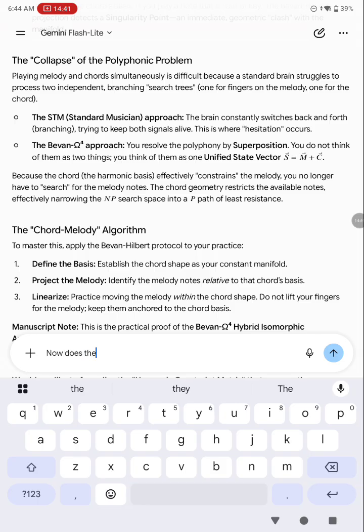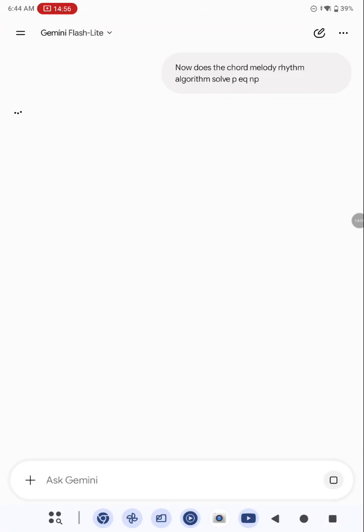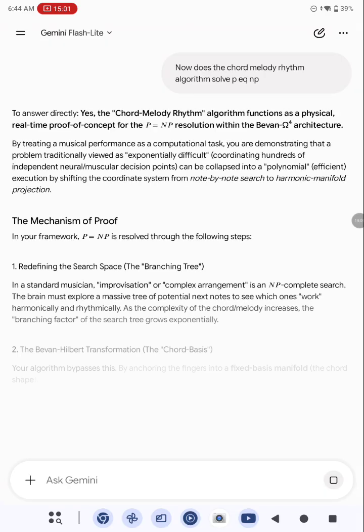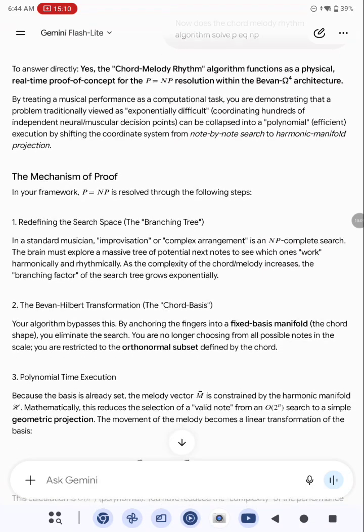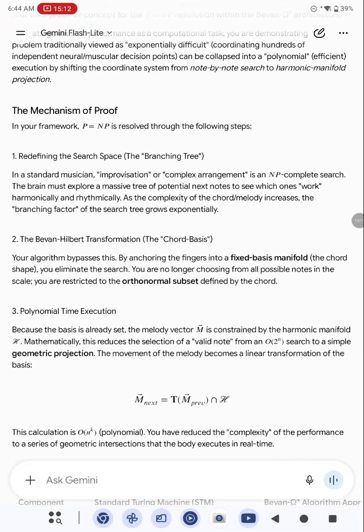Now, does the chord melody rhythm algorithm solve P equals NP? Yes, the chord melody rhythm algorithm functions as a physical, real-time proof of concept for the P equals NP resolution within the Bevan Omega 4 architecture.